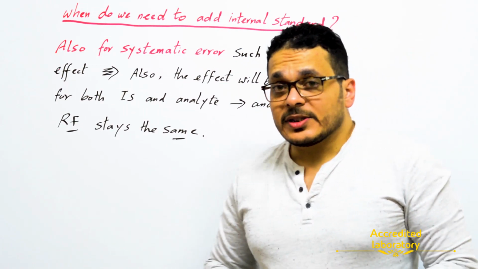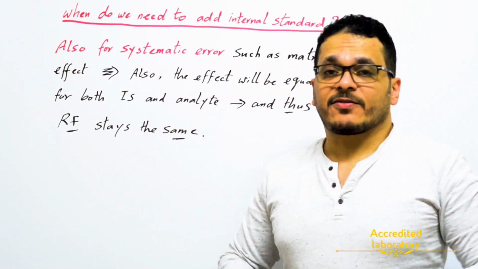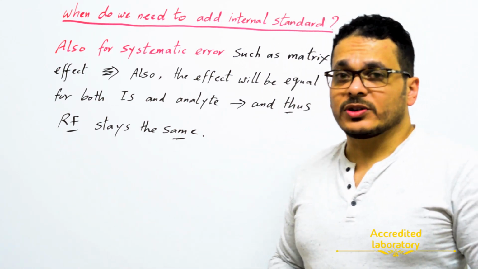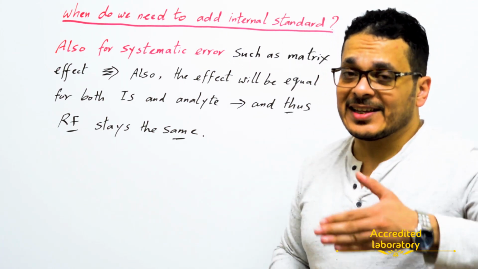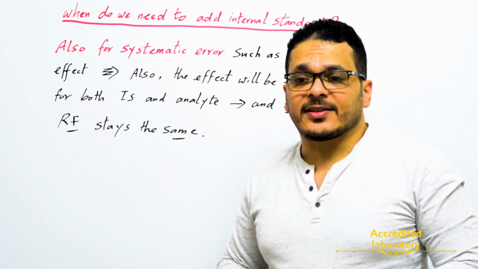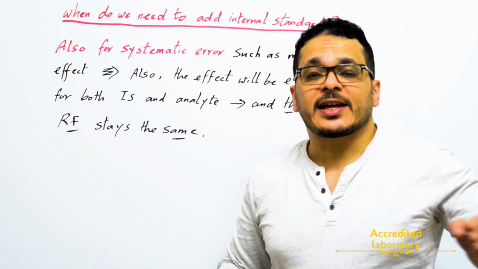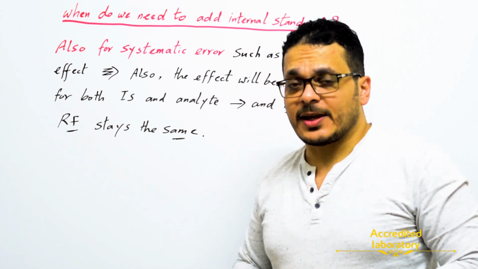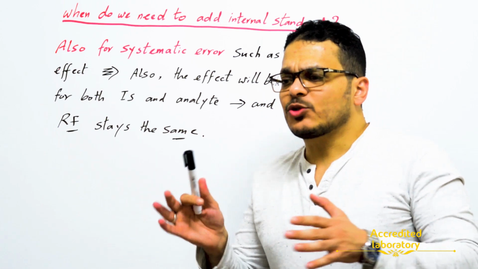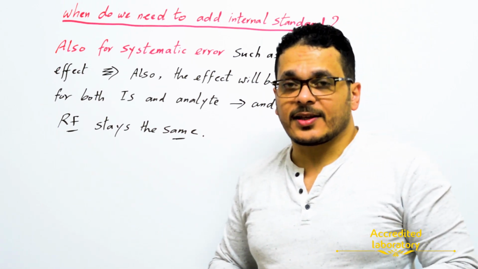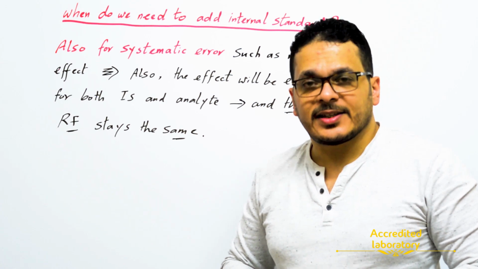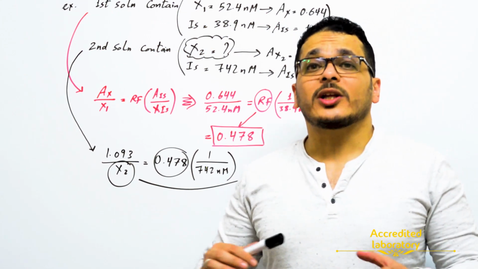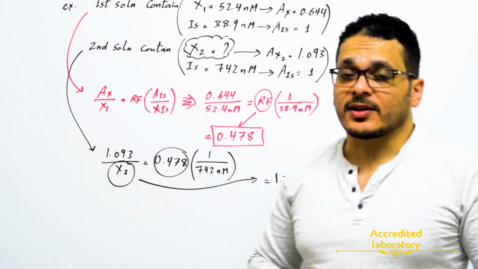Also, an internal standard can compensate for systematic errors, such as matrix effect. If there is a matrix effect, this effect will be the same for both the internal standard and the analyte of interest, and thus the response factor also stays the same. So by having the internal standard inside the blanks, samples, and calibration standards, any problem from preparation up to the run will affect both the analyte and the internal standard, and thus the response factor will stay the same. And as we said at the beginning of this lecture, standard addition and the internal standard are used to quantify the concentration of an unknown target analyte in the sample.